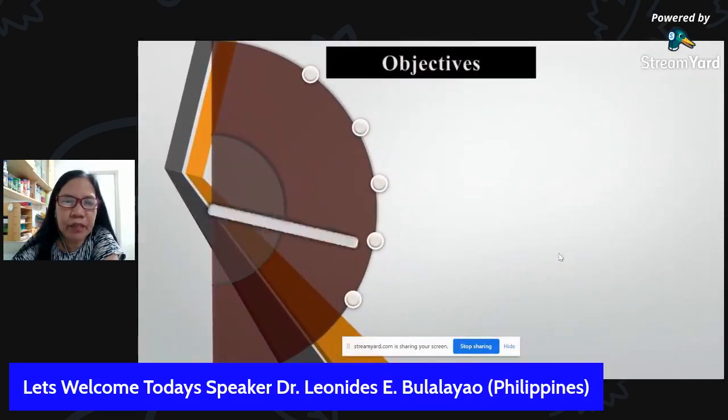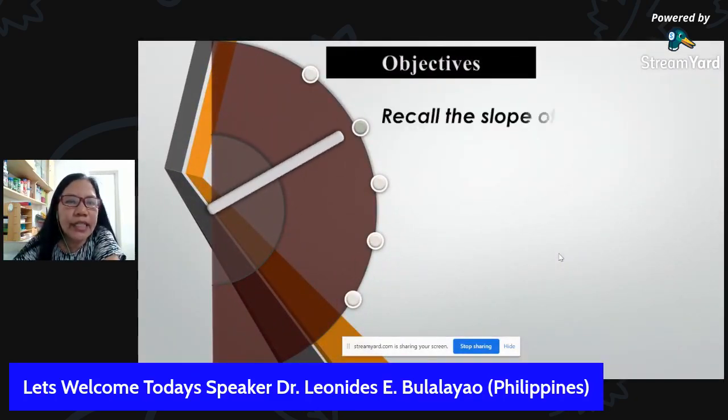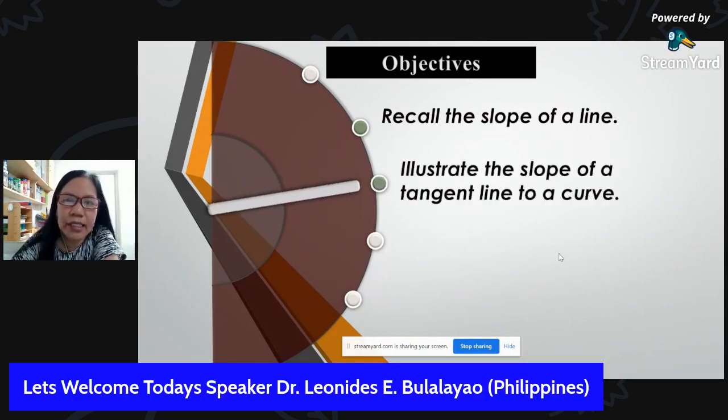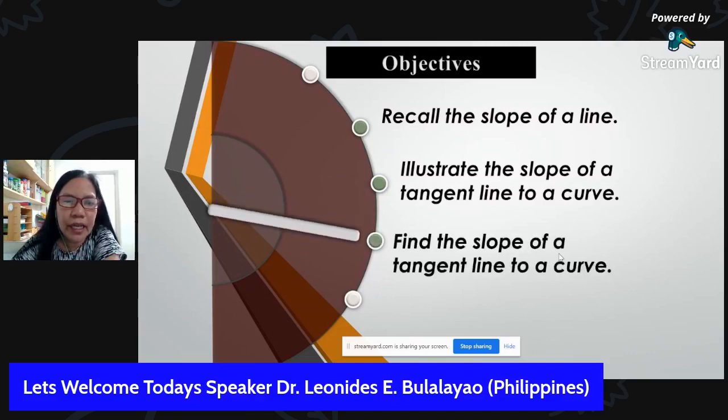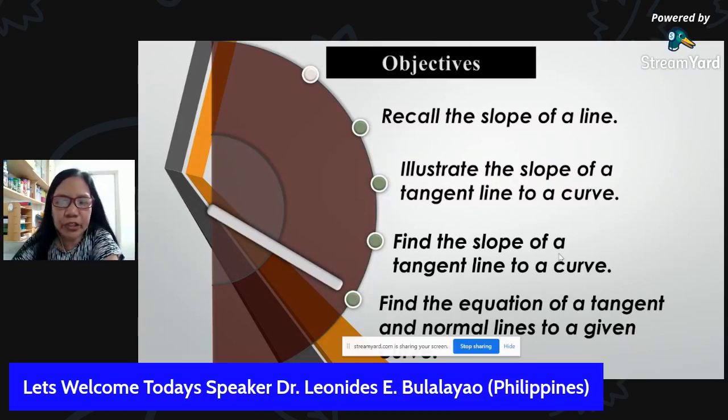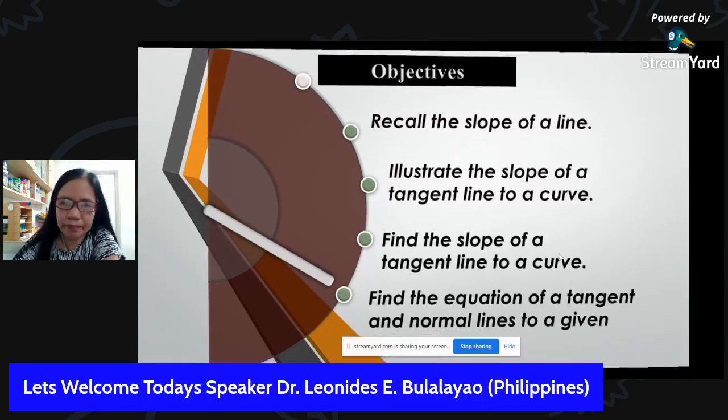For the objective of this session, we have to recall the slope of a line, illustrate the slope of a tangent line to a curve, find the slope of a tangent line to a curve, and find the equation of a tangent and normal line to a given curve.